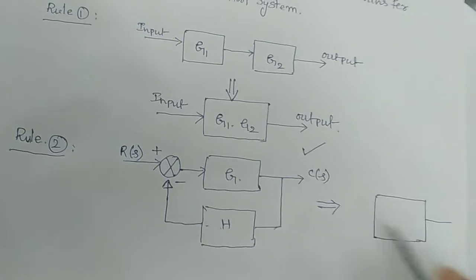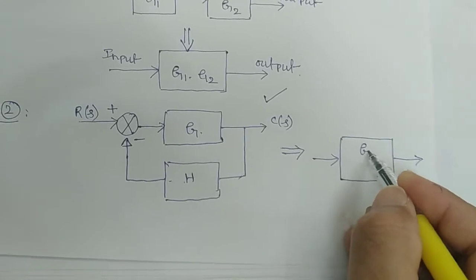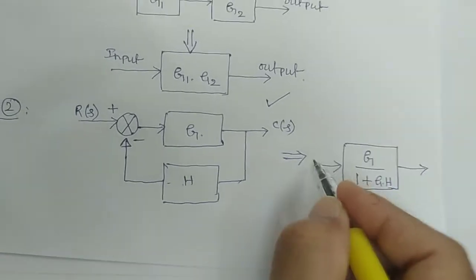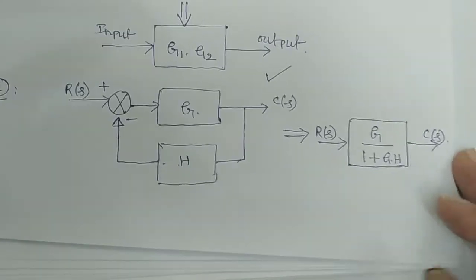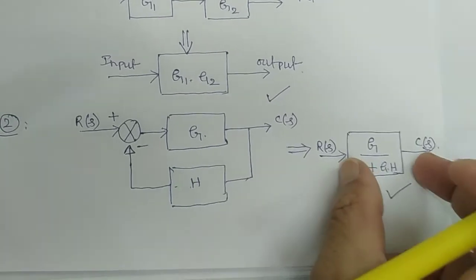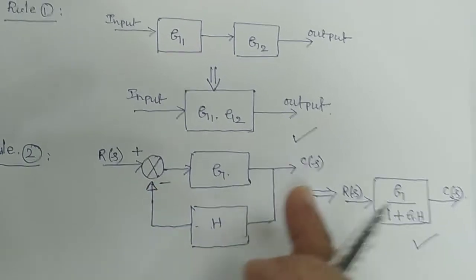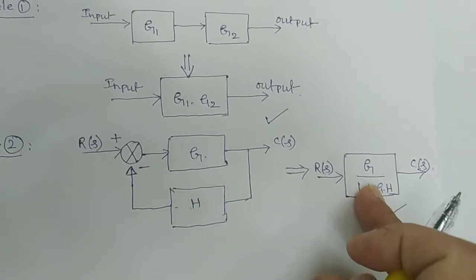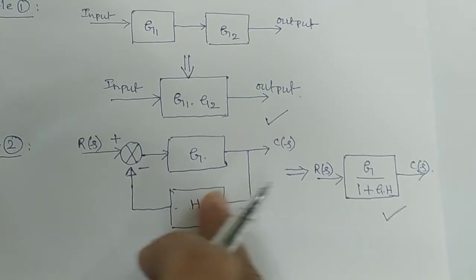Finally you can simply write it this way: it is G by 1 plus G into H, from R of S to C of S. That's all. This is the simplification. The total block you have to reduce to a single block. How? We already derived this. In the last session I explained the ratio of C of S by R of S. This is the result.